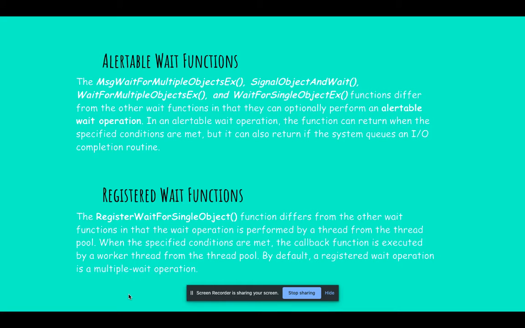Registered wait functions. The RegisterWaitForSingleObject function differs from the other wait functions in that the wait operation is performed by a thread from the thread pool. When the specified conditions are met, the callback function is executed by a worker thread from the thread pool. By default, a registered wait operation is a multiple wait operation.